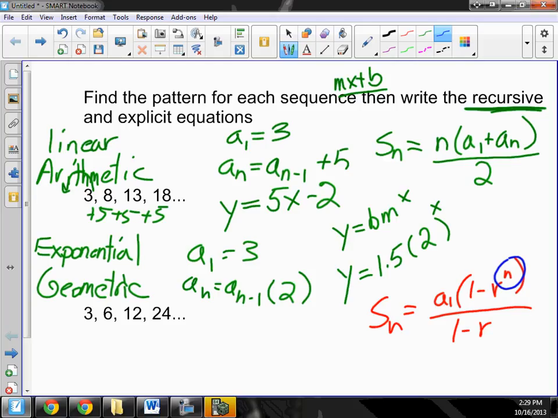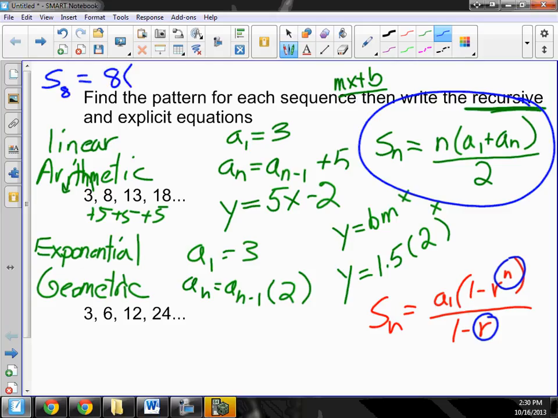Another way is R represents the common ratio. So that must be the exponential version. Okay, so let's calculate S sub 8 for both of them. So I want to figure out S sub 8 of the arithmetic sequence. What is N? 8. So 8 times, what's A sub 1? 3. Plus, what's A sub N?